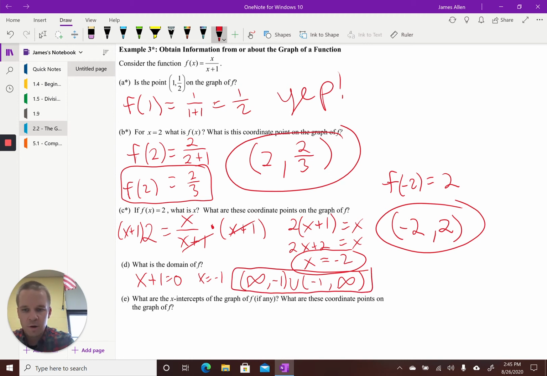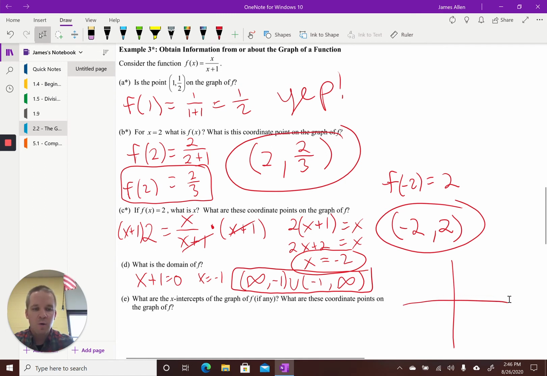There's my domain. Wonderful. And the last one, what are the x-intercepts of the graph of f, if any? What are these coordinates on the graph of f? Really, we're going to answer that one and the same. So my x-coordinates, well, my x-intercepts. What's happening on the graph when I'm crossing the x-axis here?